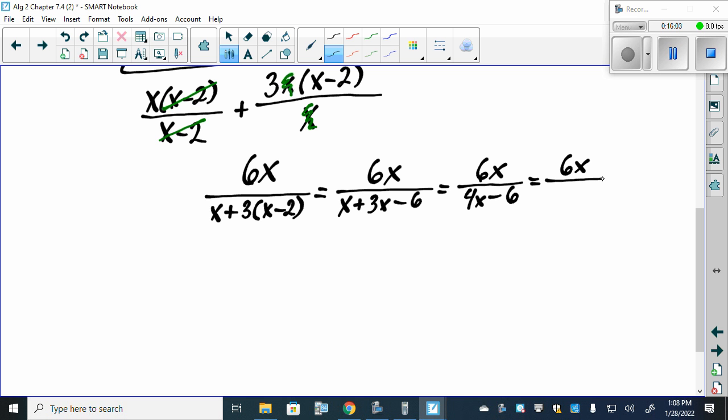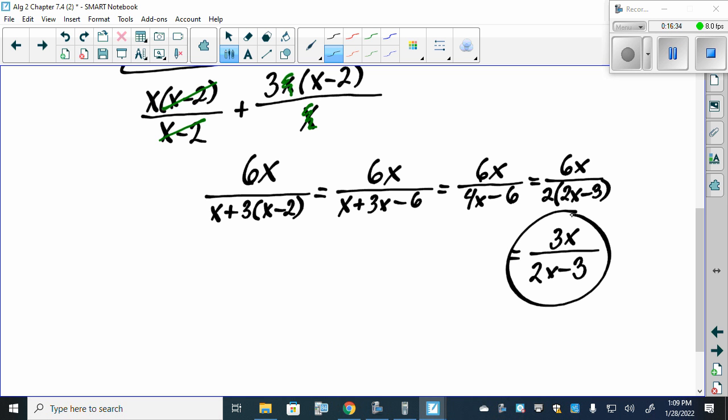Well, 4x minus 6, we can factor out a 2. 4 and 6, do you have a common factor of 2? So if we factor the 2 out, I'm left with 2x minus 3. And if we simplify, because 6 over 2 would reduce to 3 over 1, we'd end up with 3x over 2x minus 3. And that'd be it.